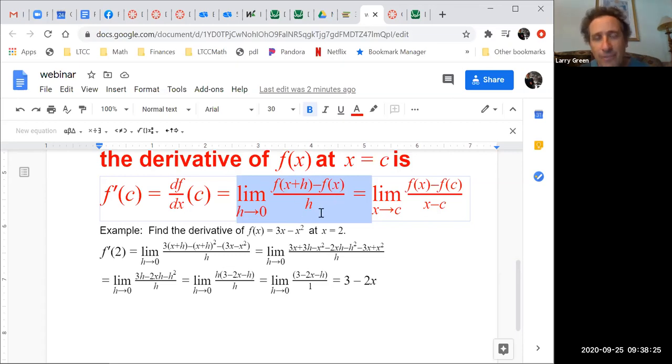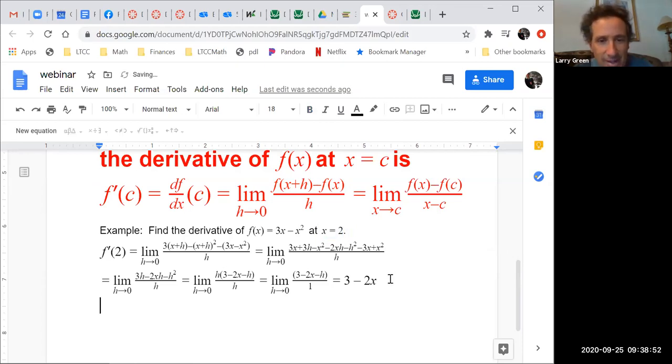So whenever you are finding the derivative using the definition, we don't even need to bother plugging in. All right, the very last thing I want to do is I want to say x equals 2. So that's easy.